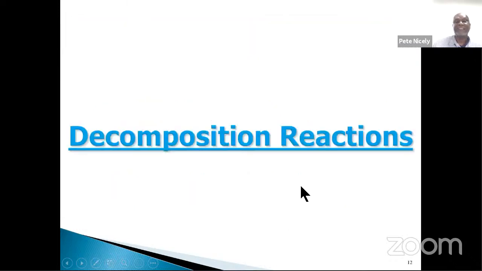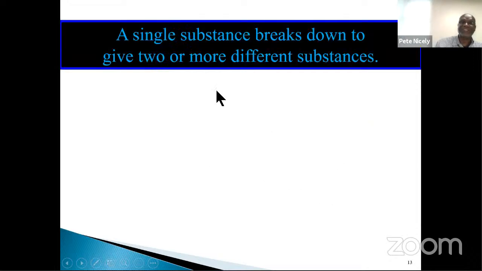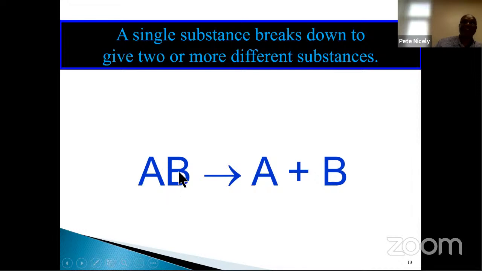Okay, the second category of reactions we're going to look at are known as decomposition reactions. In these reactions, it's kind of like the reverse of combination reactions, where you have a single reactant that breaks down to give 2 or more different substances. So hypothetically speaking, here's your reactant AB, and it reacts to form A and B separate. And usually, in fact, in the vast majority of cases, heat is required in order to carry out this type of reaction. So you have to heat AB to get your decomposition products. So let's look at some real examples.